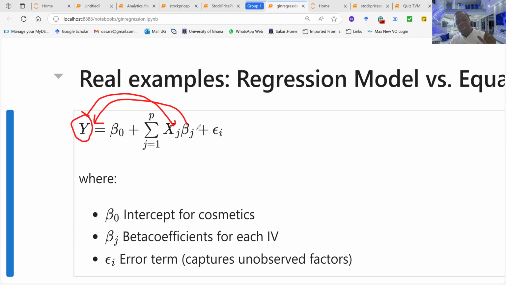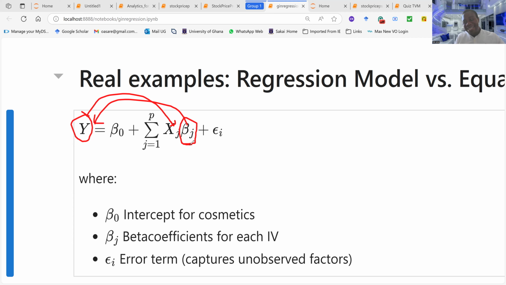The rate at which, or the impact of that independent variable on the dependent, is measured by the beta naught or the beta j. So the beta j, the coefficients, sometimes called parameters, they're actually parameters when they have not been estimated. So this beta is beta parameters. But once you've estimated them, they become numbers. Once you put them into the software and run the analysis, you get a numerical value. It is known as what? Coefficient. Every independent variable will have a coefficient.